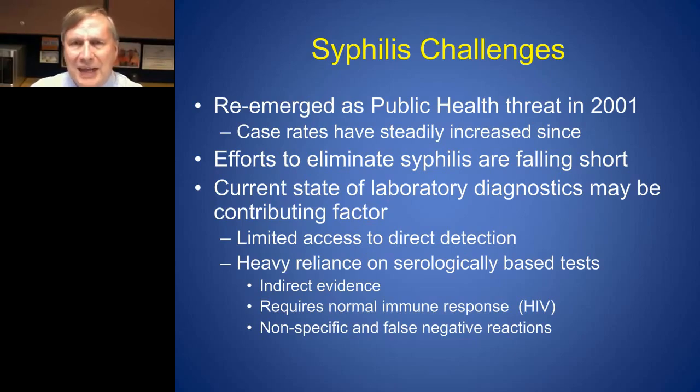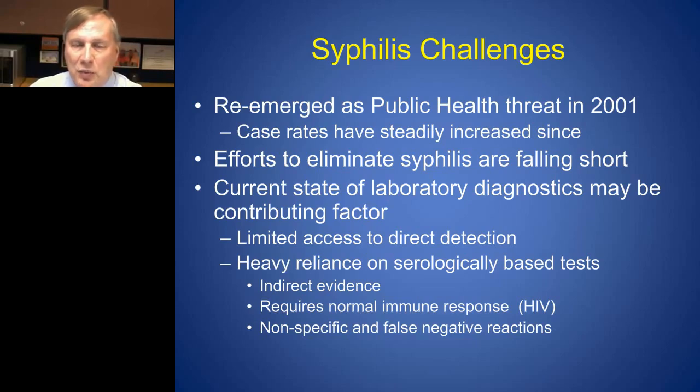But if we look at the laboratory diagnostics perspective, it may be because we have limited access to direct detection. If we had a good direct detection method, such as a PCR, it might really help the programs to address the situation with these rising syphilis rates. And we have a heavy reliance on the serological-based assays. And as you know, serologies are basically an indirect evidence of antibody. So they're kind of an indirect evidence, if you will, of syphilis or prior syphilis infections.